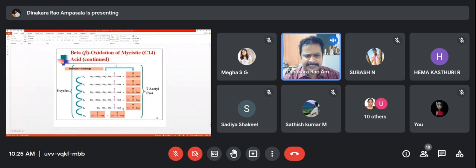Okay, now you can see beta oxidation. Beta oxidation is a cyclic degradation of fatty acid molecule into acetyl-CoA molecules. So you can see myristic acid, which is a C14 acid. It goes through 6 cycles. Okay, so after 6 cycles, you will get 7 acetyl-CoA molecules by the beta oxidation of fatty acid.